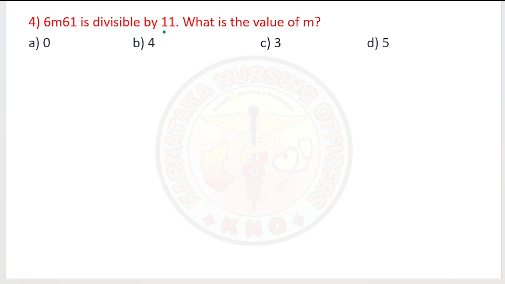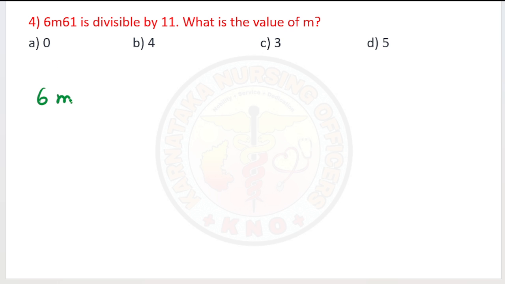6m61 is divisible by 11. What is the value of m? And the options are 0, 4, 3, 5. So how do you get the value of m? Just follow the rule of divisibility by 11. So what is the rule of divisibility by 11? Add the odd digit numbers and add the even digit numbers and do the subtraction.